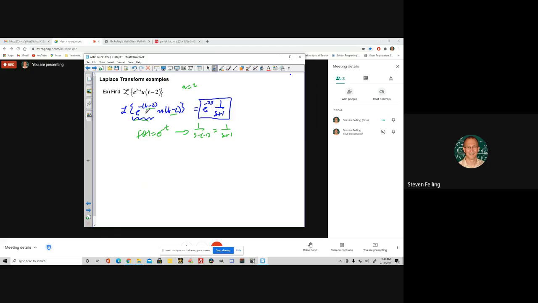Shifting in time multiplied by an exponential in s. And in this case, the exponential is negative. It's negative for the s case. It's positive for the time case, the t case. Okay, let's look at another example.